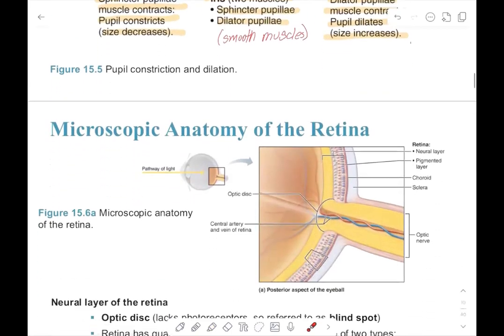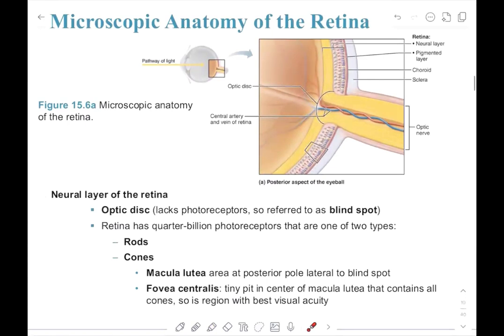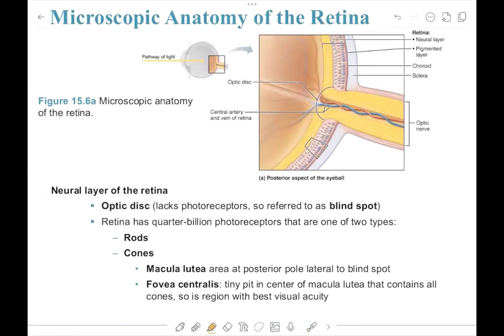On our next slide, we can see the microscopic anatomy of the retina. So this would be the interneural layer. And here we can see what's called the optic disc. And the optic disc is also called the blind spot, and that's because it lacks photoreceptors. So when the light touches that part of the retina, there's actually no image that's formed.